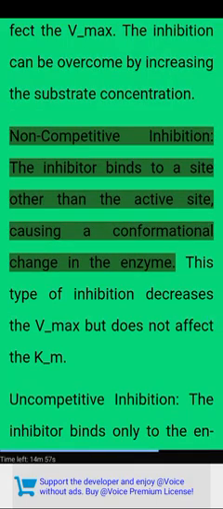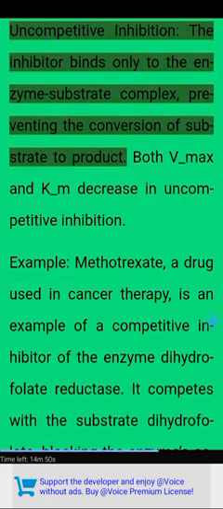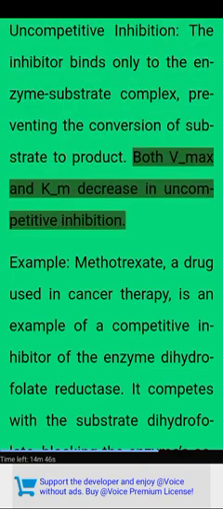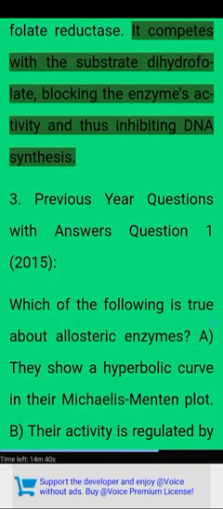Non-competitive inhibition: the inhibitor binds to a site other than the active site, causing a conformational change in the enzyme. This type of inhibition decreases the V_max, but does not affect the K_m. In uncompetitive inhibition, the inhibitor binds only to the enzyme-substrate complex, preventing the conversion of substrate to product. Both V_max and K_m decrease in uncompetitive inhibition. Example: methotrexate, a drug used in cancer therapy, is a competitive inhibitor of the enzyme dihydrofolate reductase. It competes with the substrate dihydrofolate, blocking the enzyme's activity and thus inhibiting DNA synthesis.